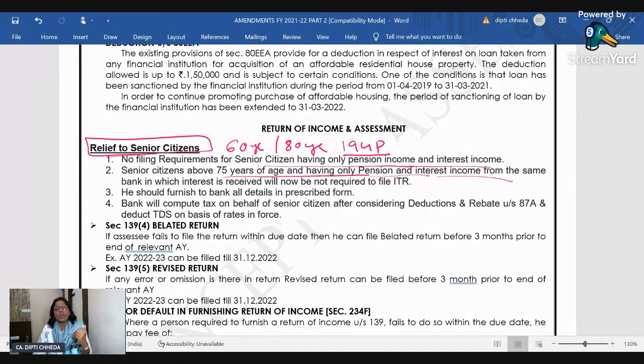Usually, once the employee retires, the monthly pension is transferred to his bank account. And in the same account, he can make FD, savings account and all. And he will receive the interest income also. And if he is above 75 years, he is not required to file his return from financial year 21-22. Is this clear to all of you?